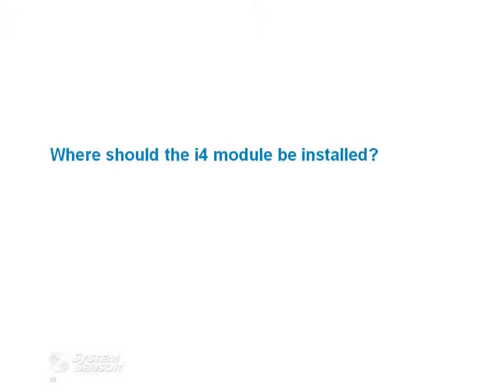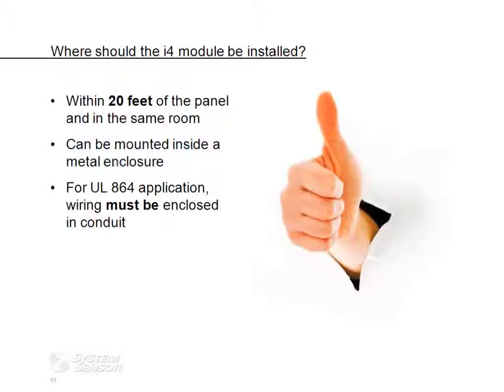Where should the module be installed? Quite simply, the best place to put the module is really next to the panel in terms of trying to save wiring. But listed are the requirements from our installation manual. It is within 20 feet of the panel and in the same room. The module can be installed inside a metal enclosure. In that case, it does not have to have the plastic cover on top. And for UL 864 applications, wiring must be enclosed in conduit or protected from physical damage.